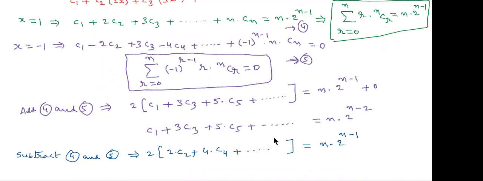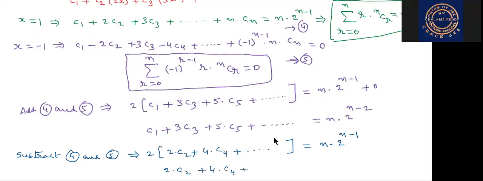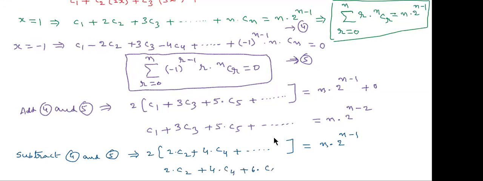Now here 2 into C2 plus 4 into C4 plus next term 6 into C6 plus and so on. If you send 2 to the right hand side, we get n into 2 power n minus 2. This is it. Students, all of you understood now? These are very, very important concepts.